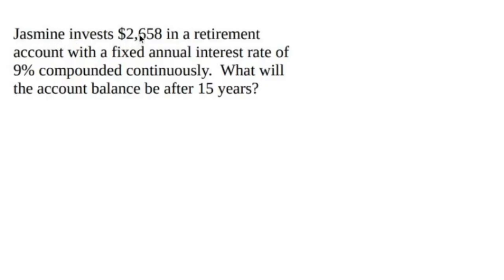Jasmine invests $2,658 in a retirement account with a fixed annual interest rate of 9% compounded continuously. So this will require the continuously compounded interest formula, which is the total amount is going to equal your principal times e to the rate times time, also known as PERT, which is a type of shampoo. Now you know. So let's label things. You're my principal. You're what I start out with.